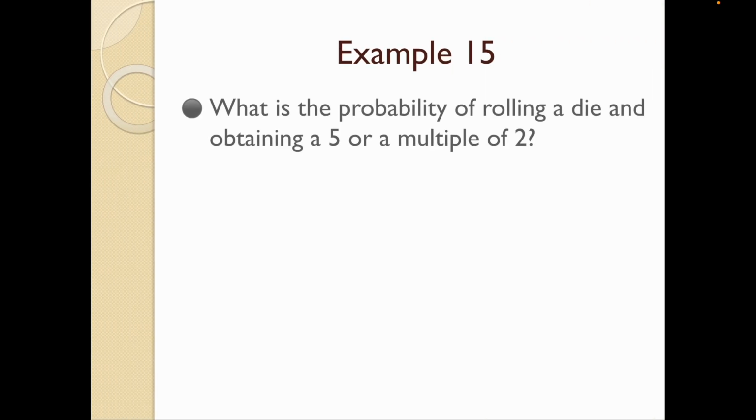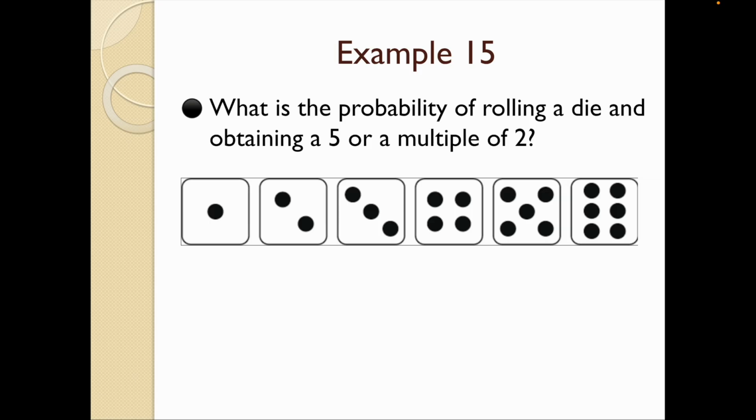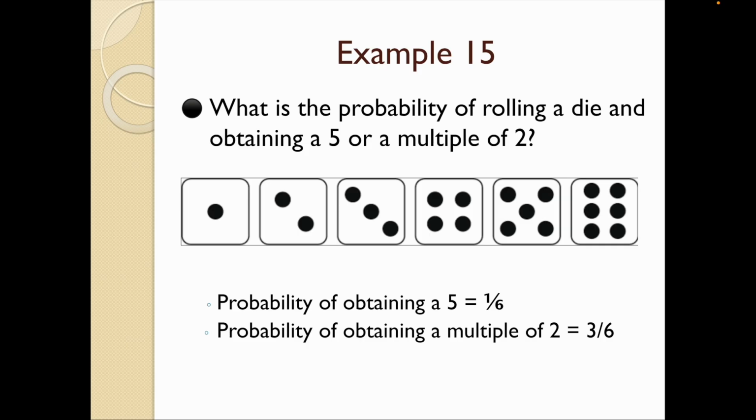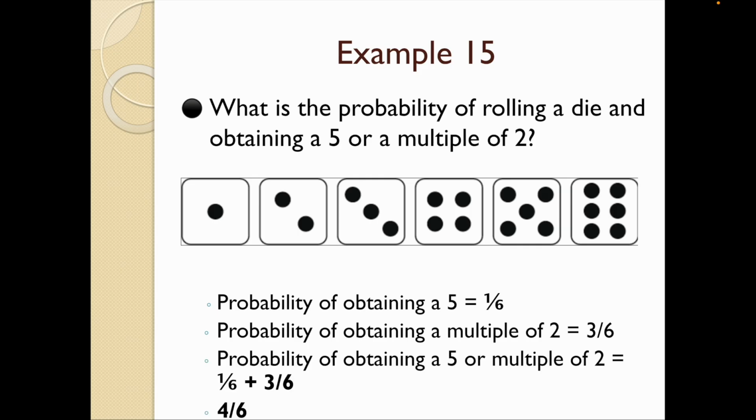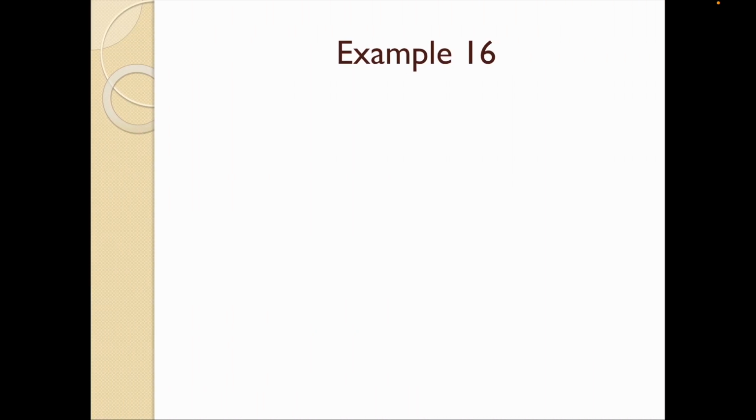Okay, good. So, what is the probability of rolling a die and obtaining a 5 or a multiple of 2? So, a 5 or a multiple of 2. 4 out of 6. Yeah, I'll say that so quick. Got me here thinking. Good. So the probability of obtaining a 5 is 1 out of 6, and the probability of obtaining a multiple of 2 is 3 out of 6. So when we put that together, that is 4 out of 6. Y'all got it? Y'all getting it?